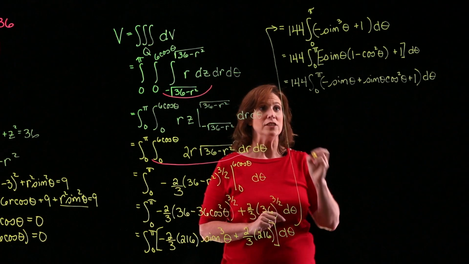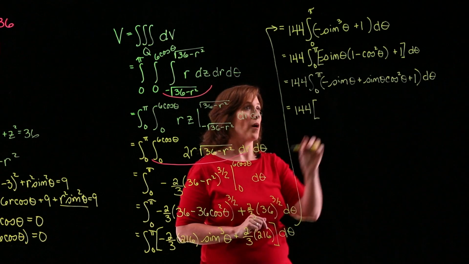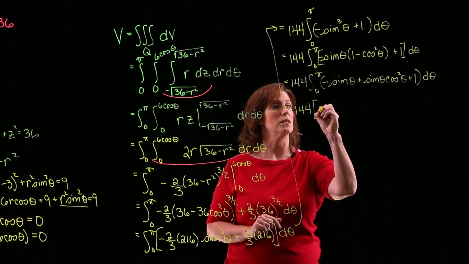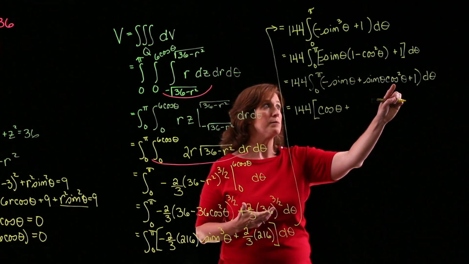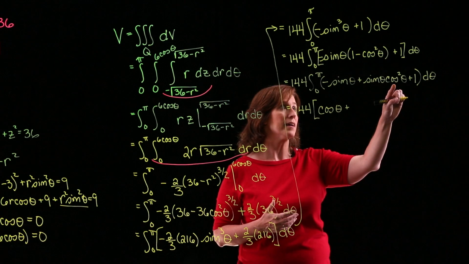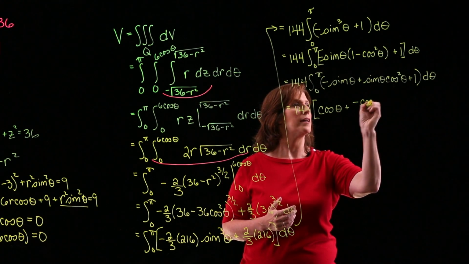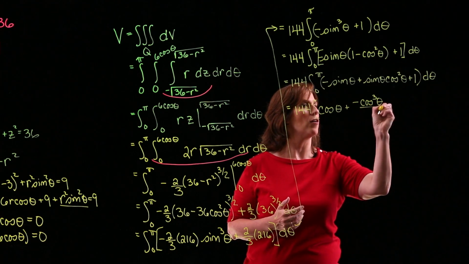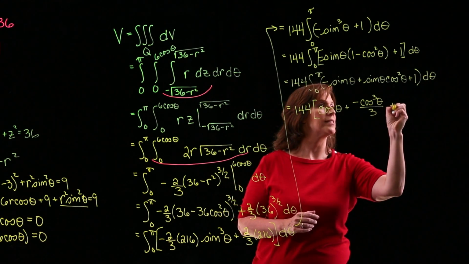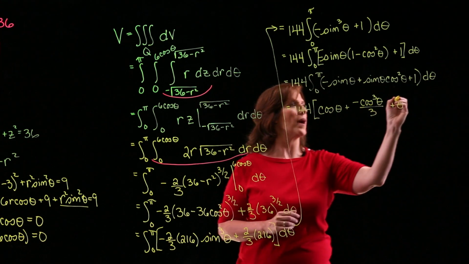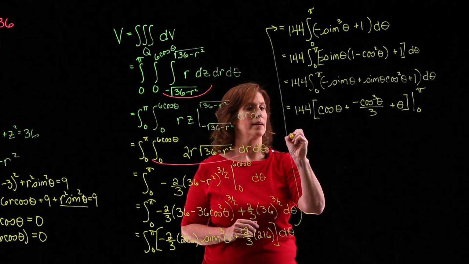Okay, now I should be able to integrate each of these pieces now. So I have 144 times the quantity. The integral of minus sine theta, that's going to be cosine theta. Here I'm going to do a u substitution, letting u be cosine theta. So I'm going to end up with a minus cosine cubed theta all over 3. And the integral of 1 d theta is just theta. And I need to evaluate all of that from 0 to pi.